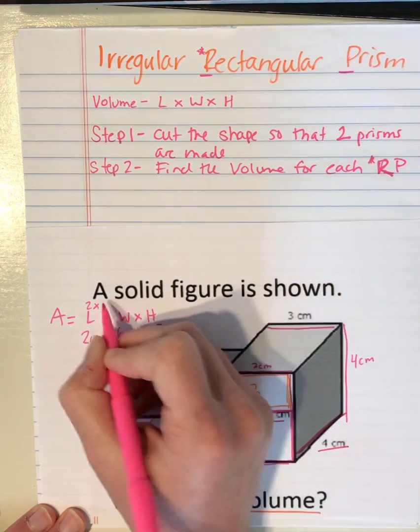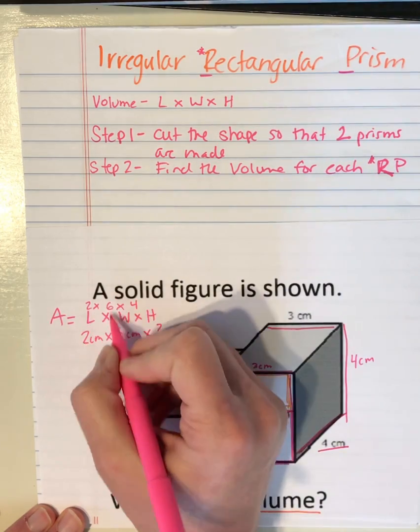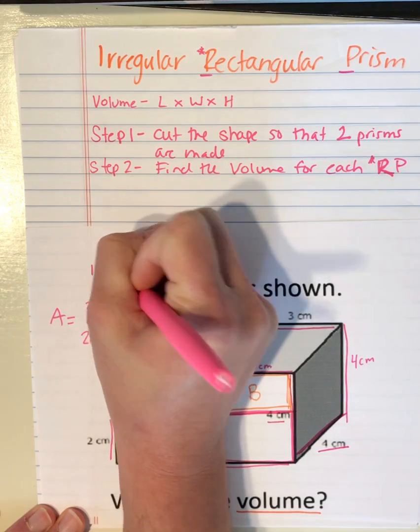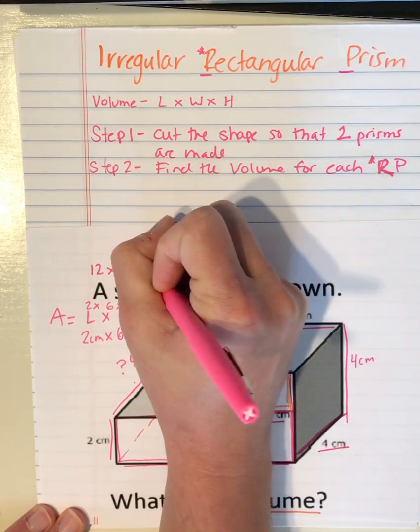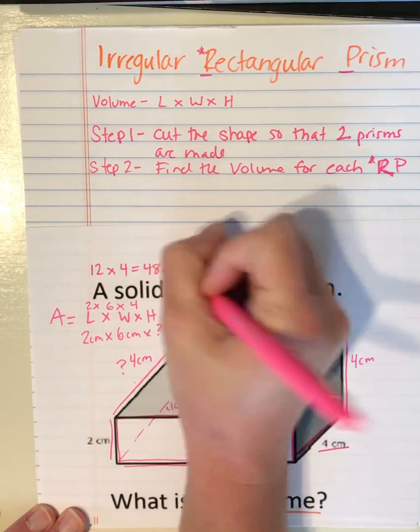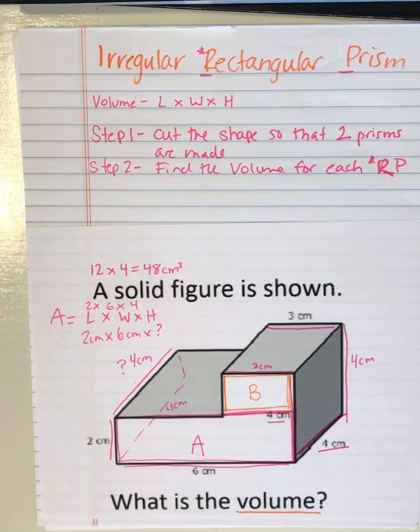2 times 6 times 4. Okay, 2 times 6 is 12. 12 times 4 is 48. We're using centimeters, so I'm going to put cubic centimeters. So that's just for volume A. I now have to find the volume for box B as well.